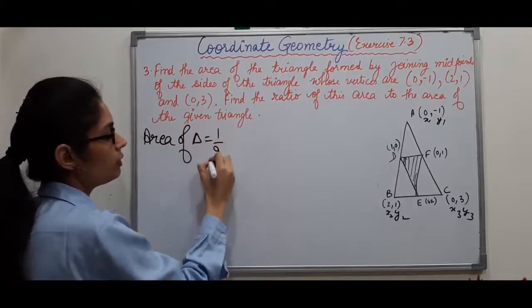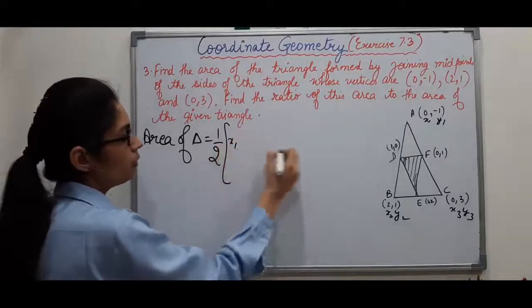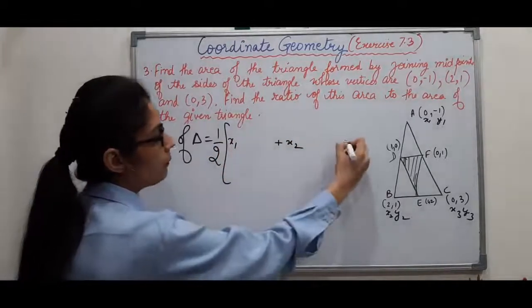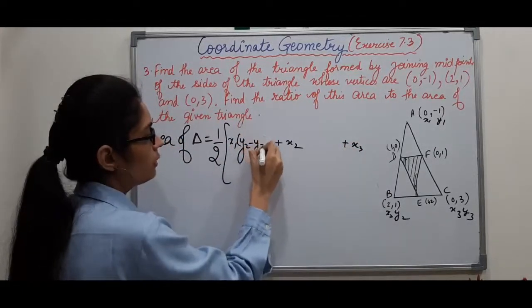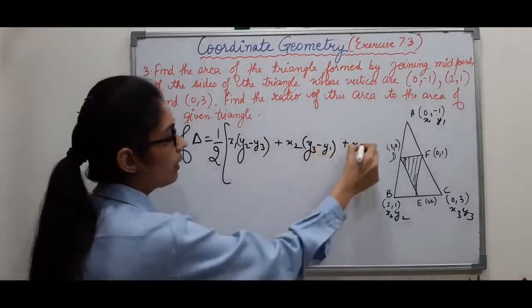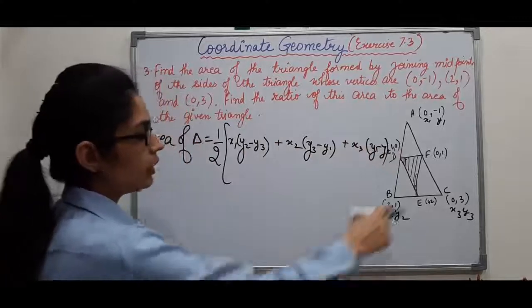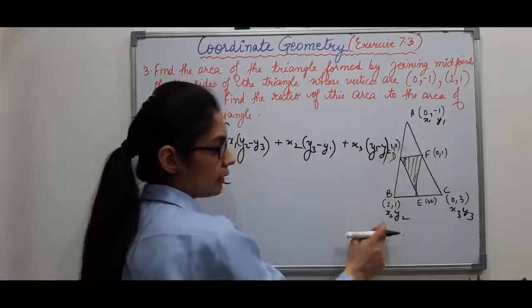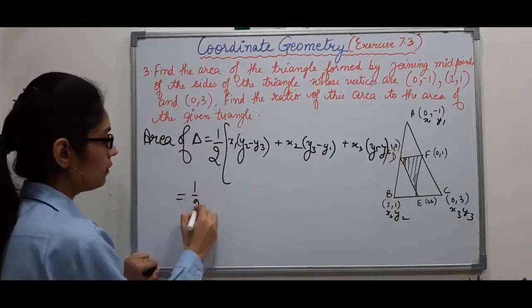So the same formula will apply. It is 1 by 2 into x1 times (y2 minus y3) plus x2 times (y3 minus y1) plus x3 times (y1 minus y2). Here I have written the values of x1, y1, x2, y2 and x3, y3. We can simply substitute the values.